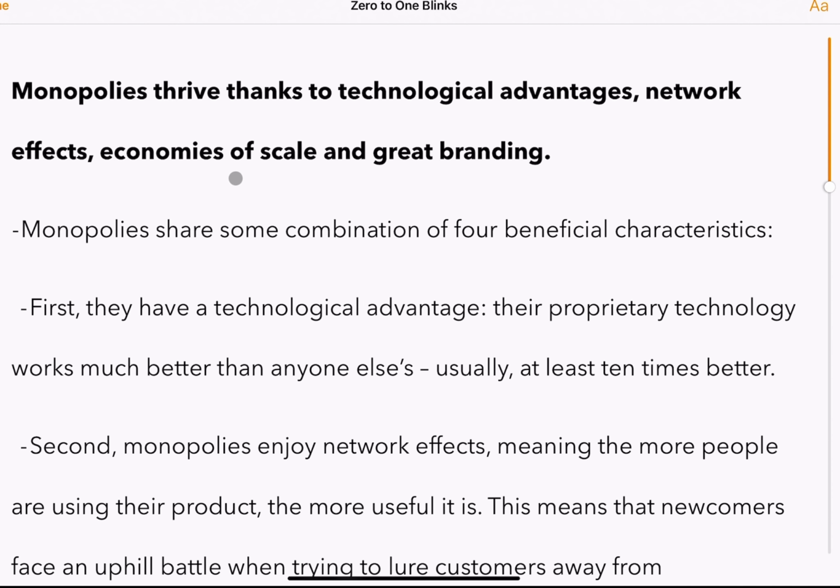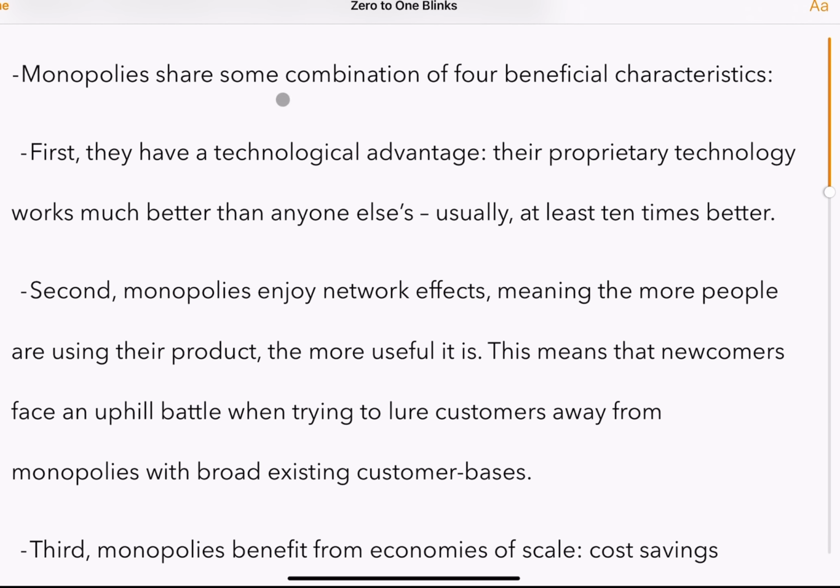Moving on to the next point here. Monopolies thrive thanks to technological advantages, network effects, economies of scale, and great branding. Monopolies share some combination of 4 beneficial characteristics. Now think in your head if Palantir checks off these boxes.